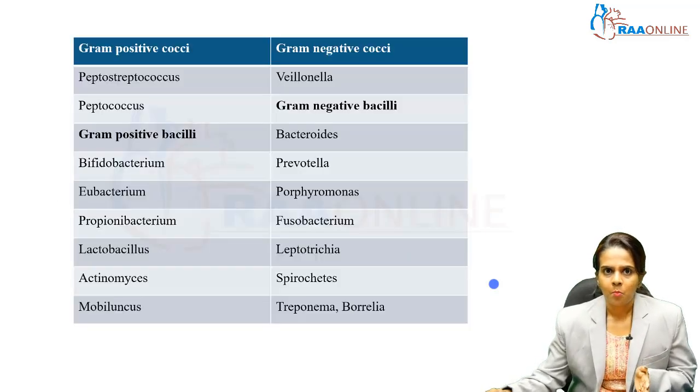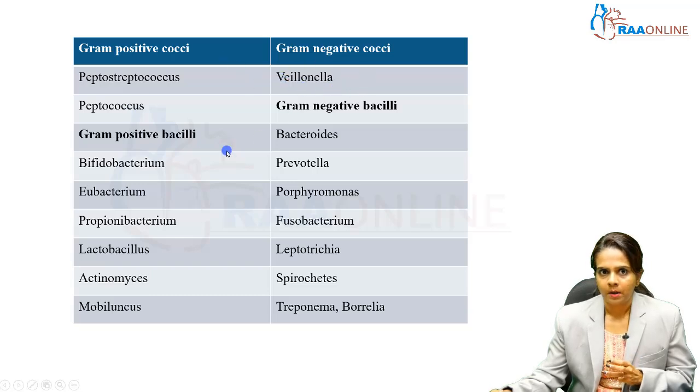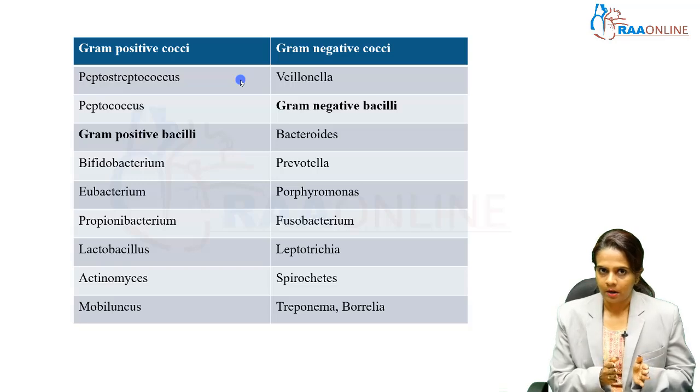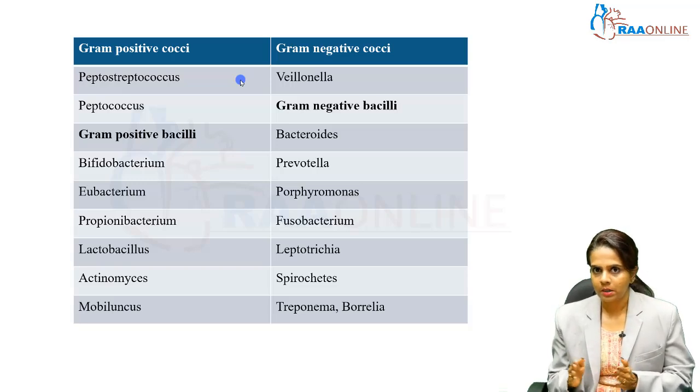This is a table showing gram-positive and gram-negative anaerobic cocci. Gram-positive cocci include Peptostreptococcus and Peptococcus, whereas the gram-negative coccus is Veillonella. Gram-positive bacilli include Bifidobacterium, Eubacterium, Propionibacterium, Lactobacillus, Actinomyces, and Mobiluncus. Gram-negative anaerobic bacilli include Bacteroides, Prevotella, Porphyromonas, Fusobacterium, Leptotrichia, and spirochetes such as Treponema and Borrelia. This is about non-sporing anaerobic bacteria, which can be classified as gram-positive cocci, gram-negative cocci, gram-positive bacilli, and gram-negative bacilli.